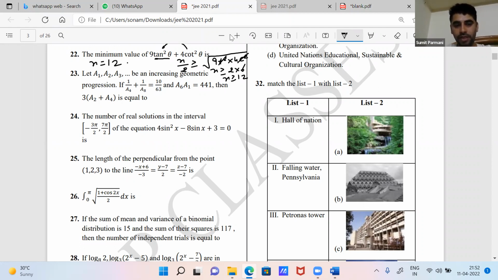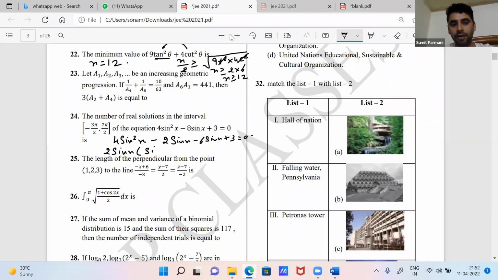Of the equation. Okay, fine. See, this is 4 sine square x minus 12 minus 2 sine x minus 6 sine x plus 3 is equals to 0. So we can take 2 sine x common.